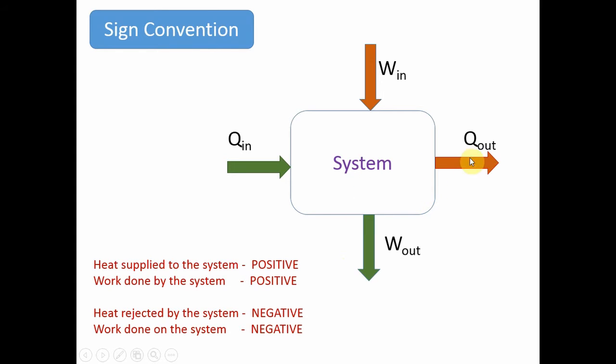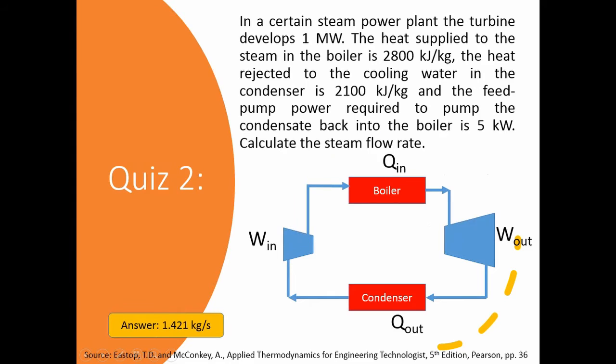Heat rejected by the system, that is heat transferred from the system to the surrounding, is negative, and work done on the system is negative. This is the sign convention I am adopting throughout this module. Before moving further ahead, let's check your understanding.